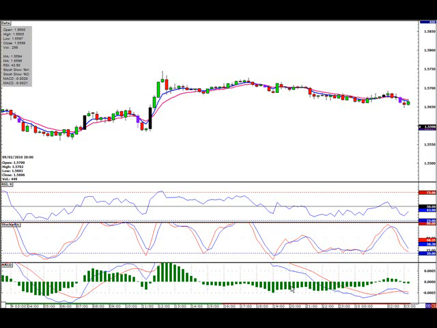So even if you don't have the histogram, if you can look at your two lines and look at the difference between that, then that should give you the same information. So just a quick little side note there.